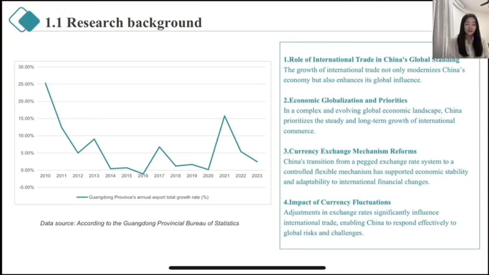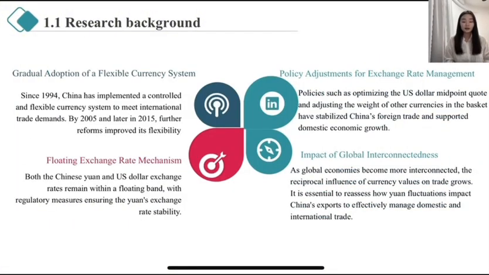Reforms to the exchange rate system enhance economic stability and adaptability, while currency inflation plays a key role in managing global trend challenges. And then, gradual adoption of a flexible currency system, policy adjustment for exchange rate management, floating exchange rate mechanism, impact of global interconnectedness.